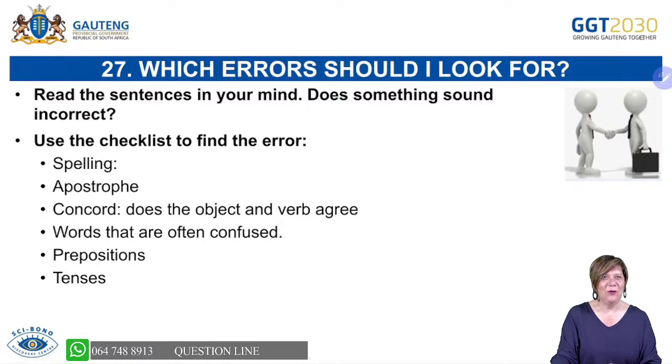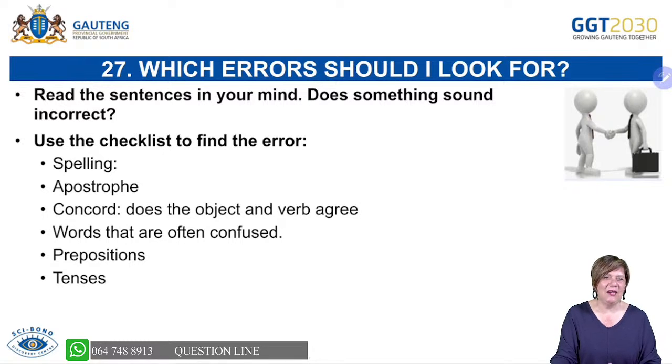Spelling. There's always a spelling mistake. There might be an apostrophe that's used incorrectly or not used at all. Concord. Does your object and your verb agree with each other? For example, the boy eats. There must be an S because it's singular. That's what we mean.